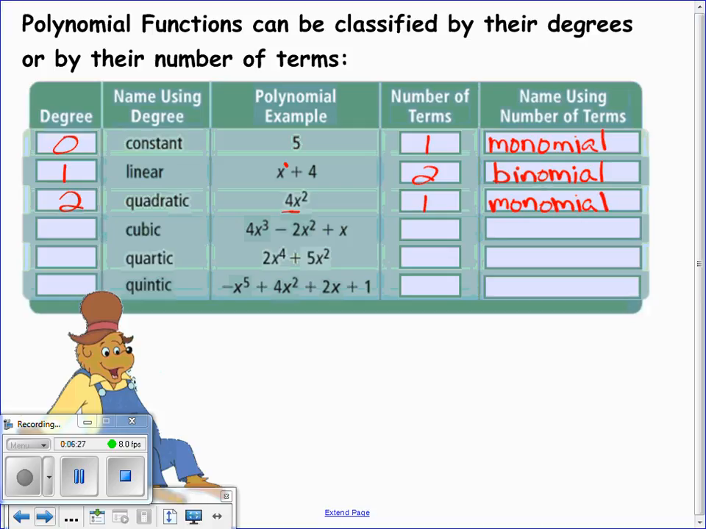Next one, the highest exponent is 3, which is cubic. So that is a third degree. That will have 3 answers. How many terms is that one? That is 3. 1, 2, 3. Good. That's called a trinomial.